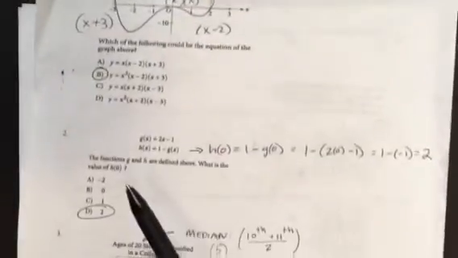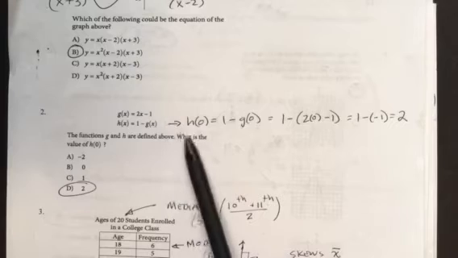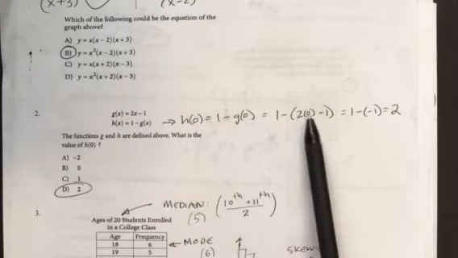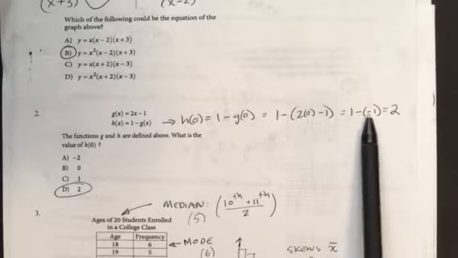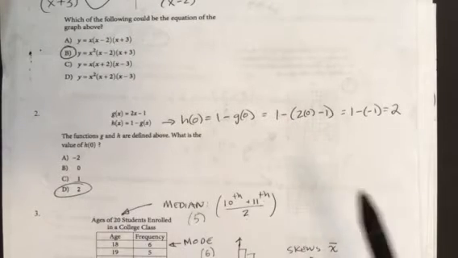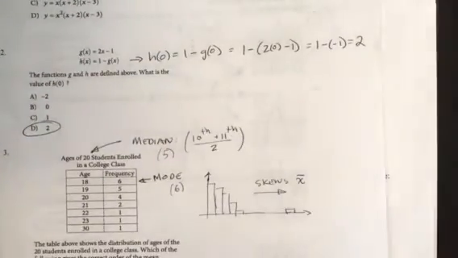B. This guy, this is just a composite function. Just look through the math the way it's demonstrated here. G of 0 is going to be -1, 1 minus a -1. Don't mess up on the negative signs. It's 2. This last one here is a stats question.